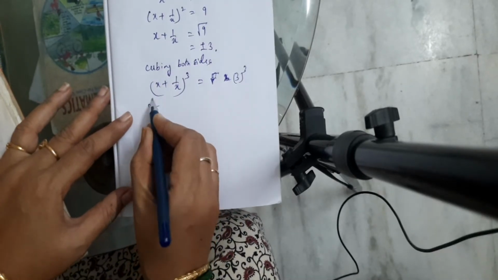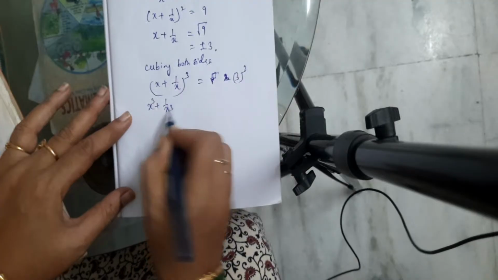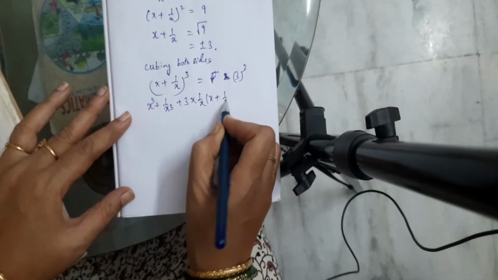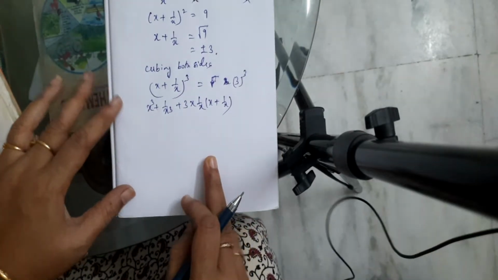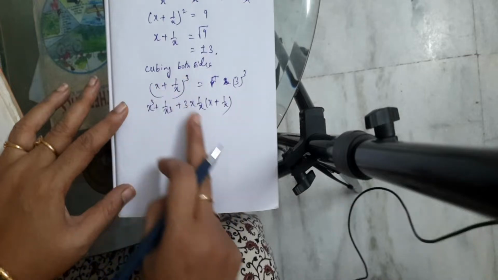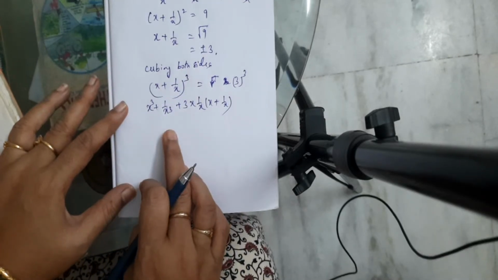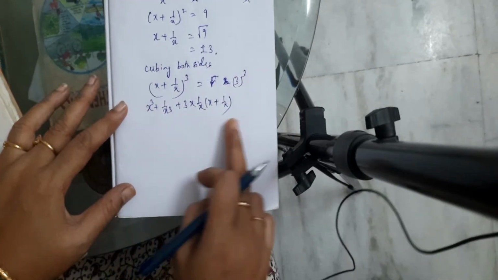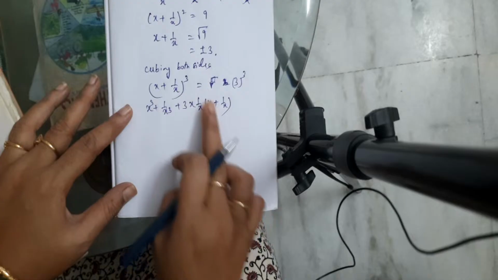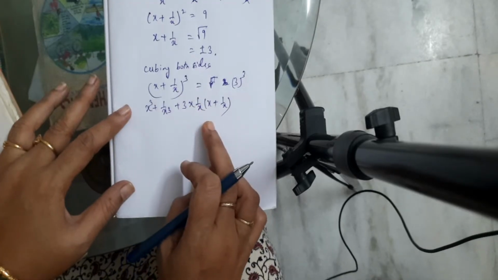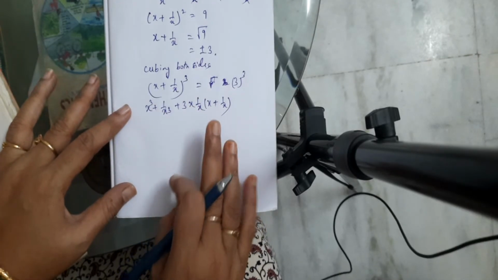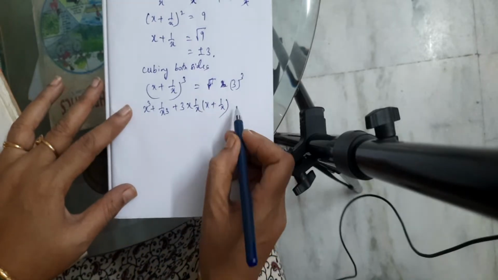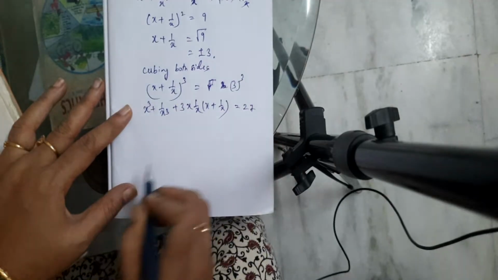So it is x cube plus 1 by x cube plus 3ab times a plus b. If you recall, the identity of a plus b whole cube is a cube plus b cube plus 3ab times a plus b. For such questions we need to use this identity. Though there is one more form, a cube plus 3a square b plus 3ab square plus b cube, for this kind of question it's compulsory that we use this identity only. So this is equal to 27.